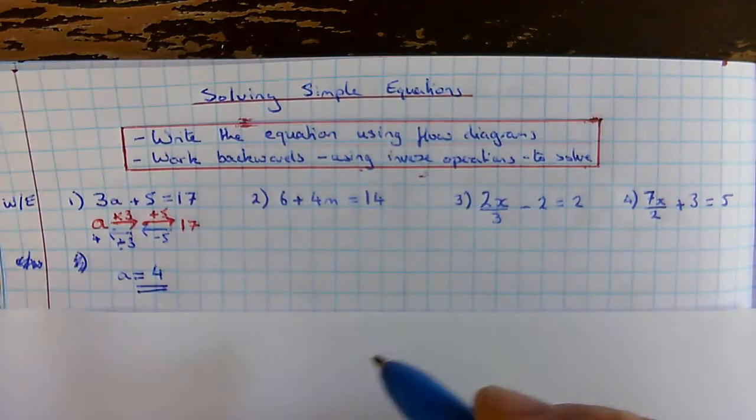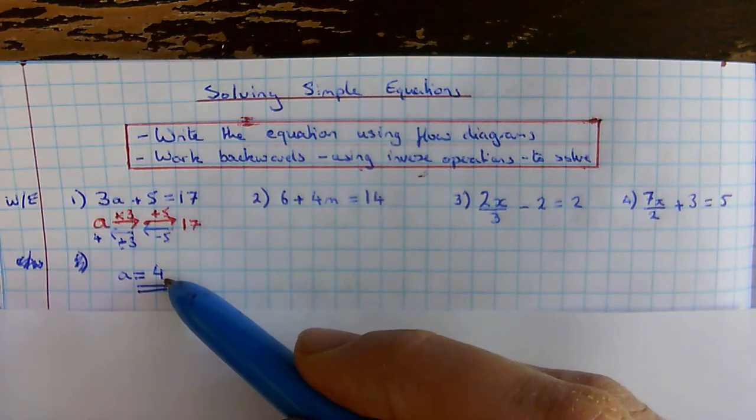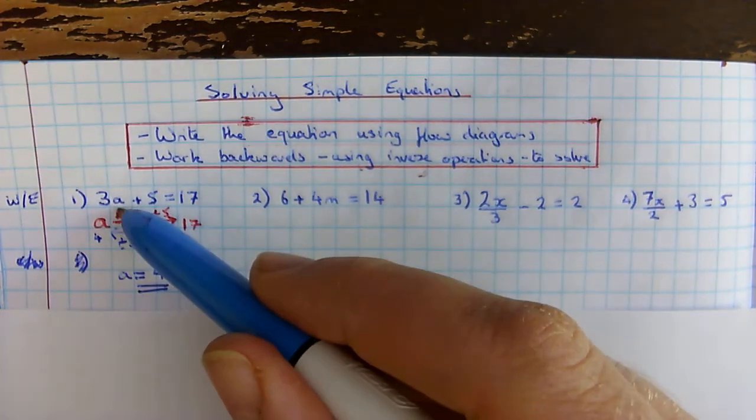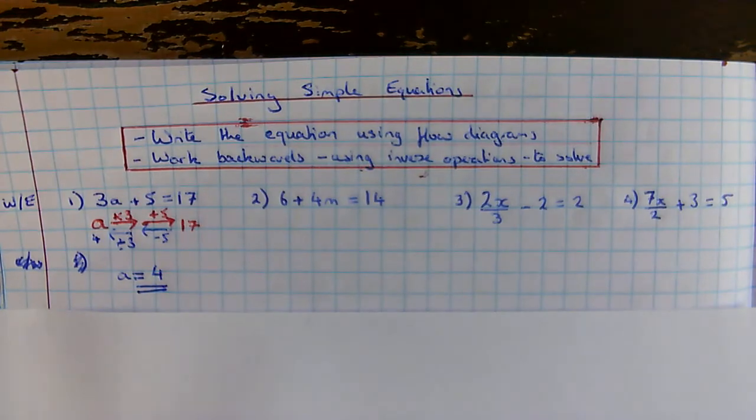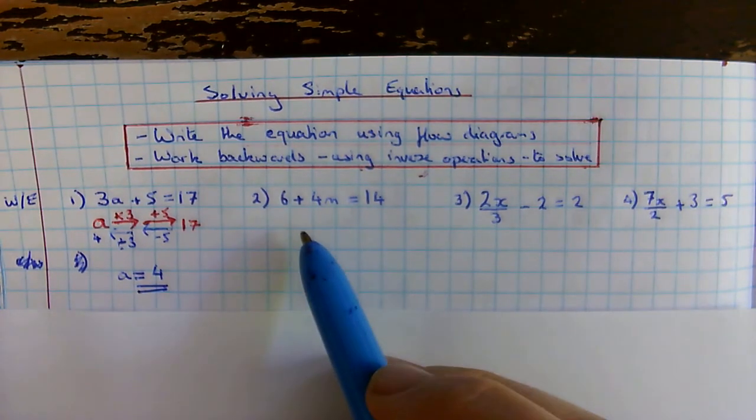If I want to check it, I could just substitute back in. So I could say 3 times 4 is 12, plus 5 is 17. I must be right. Okay, well, let's look at the next one.